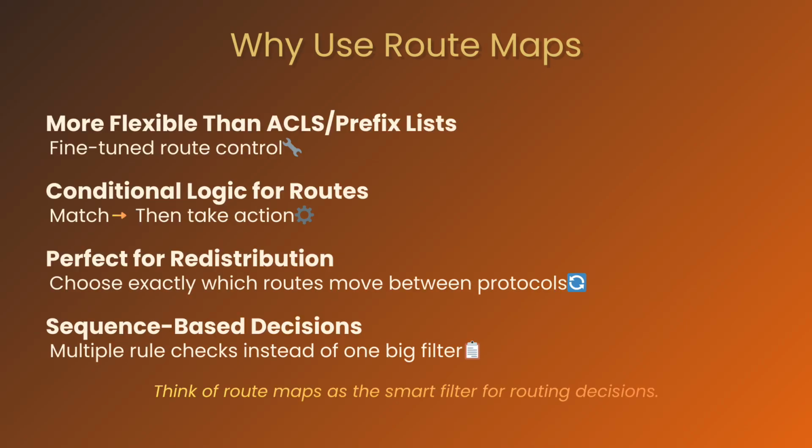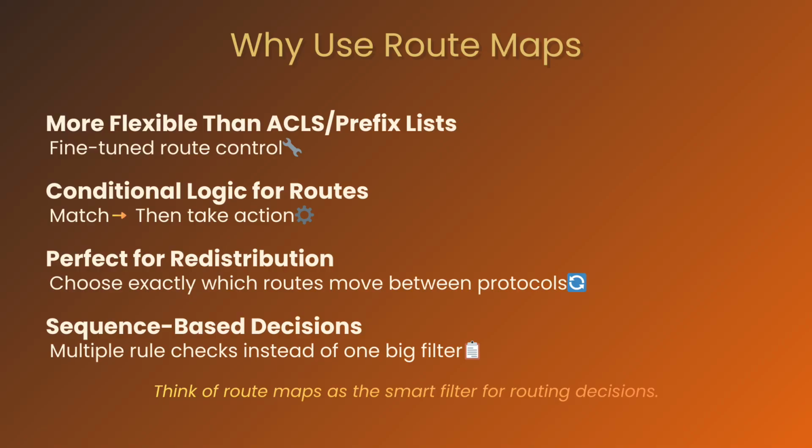So why use route maps instead of sticking with ACLs or prefix lists? The biggest reason is flexibility. ACLs and prefix lists can only match. They can tell the router yes, permit this, or no, deny this. That's all. Route maps take that a step further. With route maps, you can filter specific routes, match multiple conditions at once, modify route attributes like metric or next hop, control redistribution more precisely, and influence routing decisions based on policy.